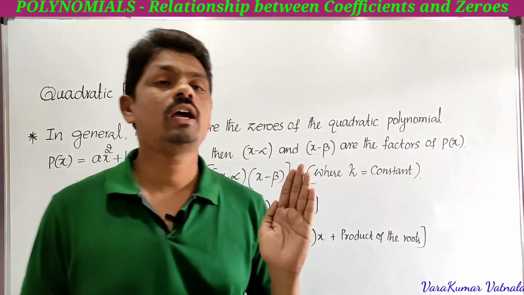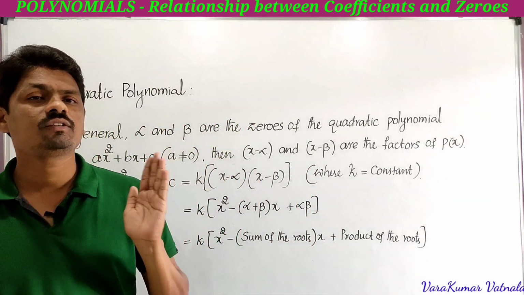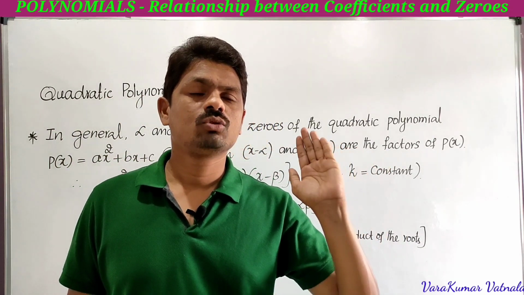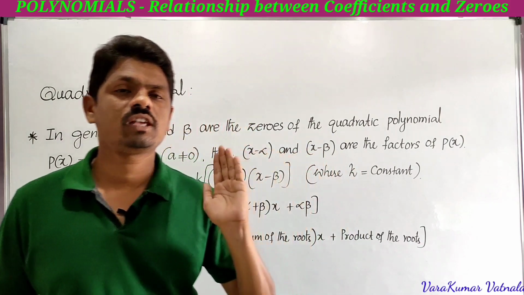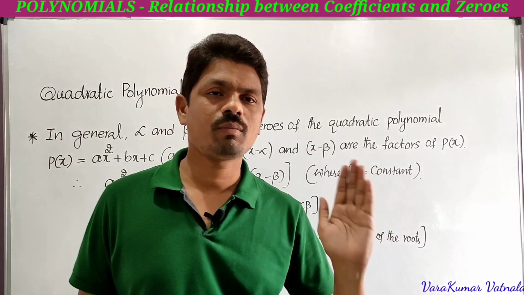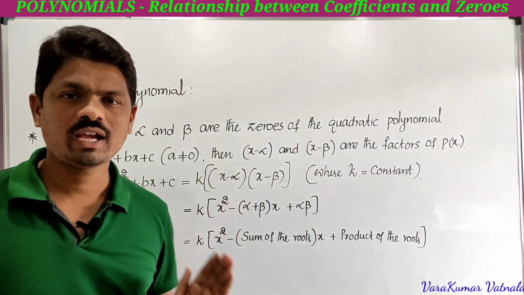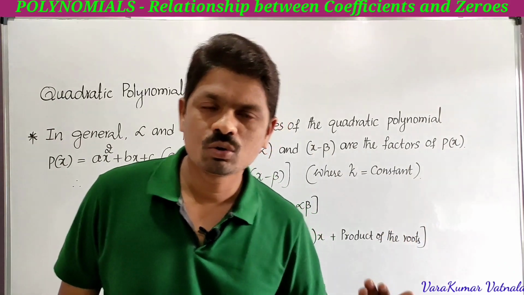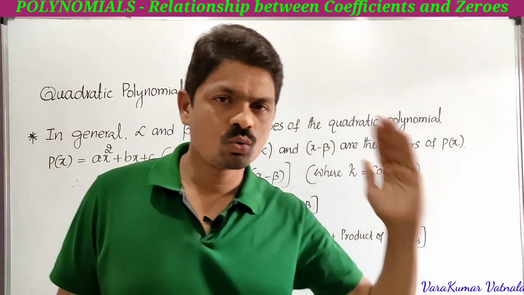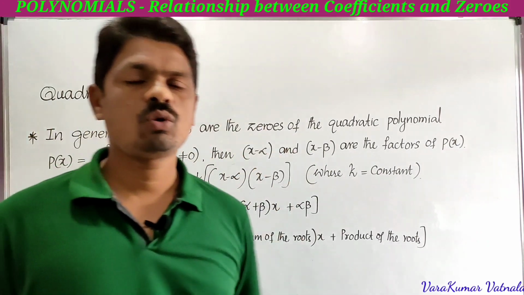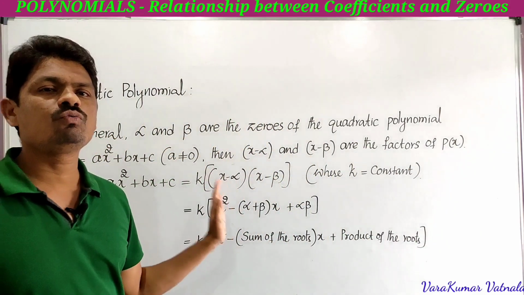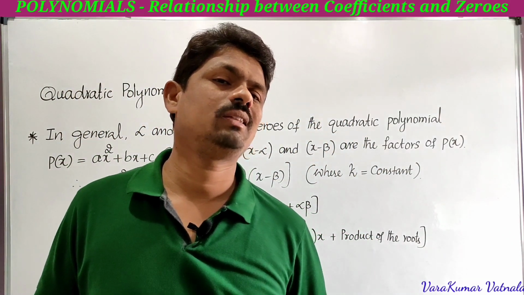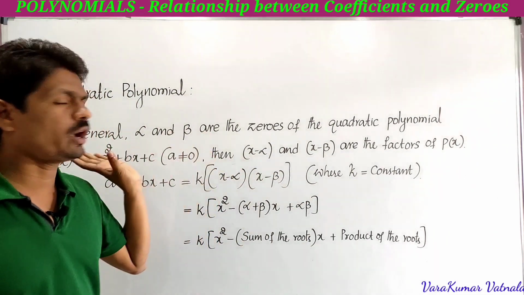Suppose he gives the values of the sum of the roots and the product of the roots to find the quadratic polynomial, we have to use the formula. So the required quadratic polynomial is equal to k into x square minus (alpha plus beta) into x plus alpha into beta. Or we can say like this: k into x square minus sum of the roots into x plus product of the roots. Very important, these two formulas you have to remember to do the problems in the next exercise 3.3. Only two formulas you have to remember.